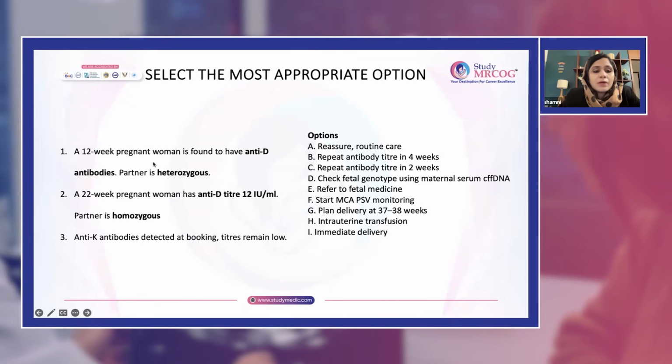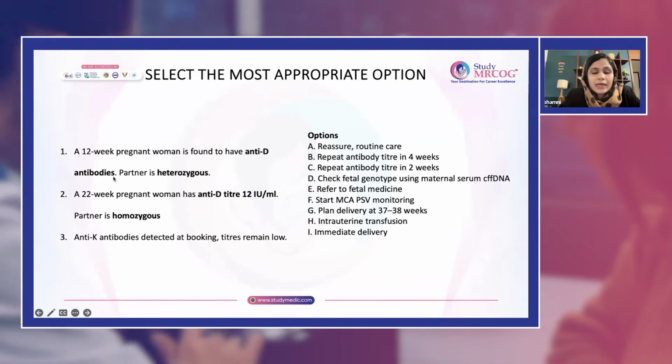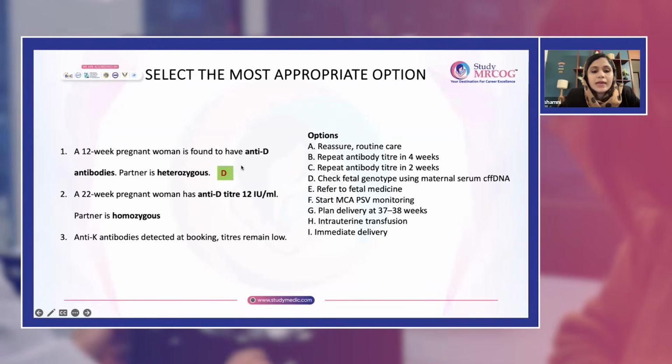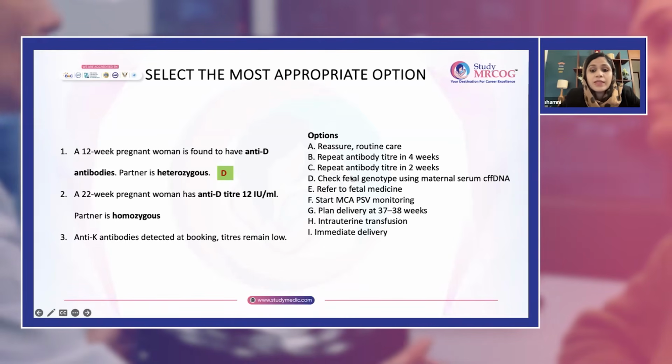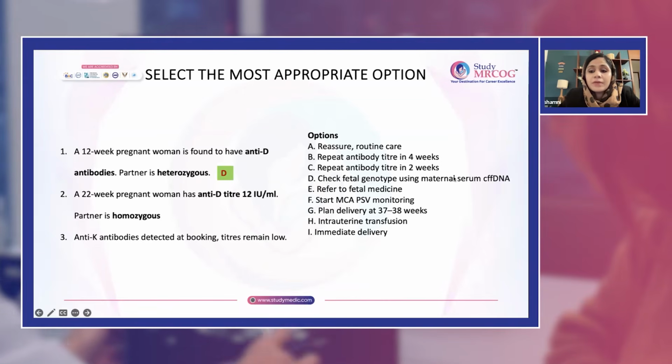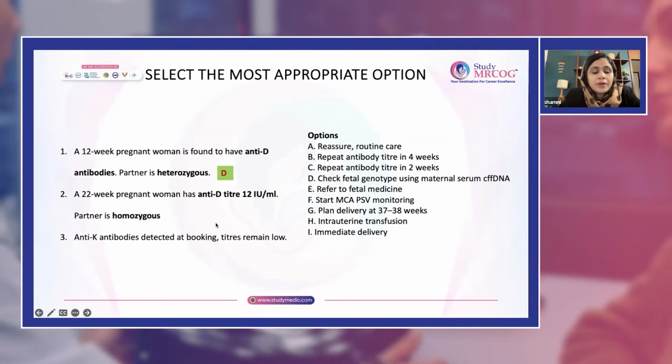EMQ. A 12-week pregnant patient is found to have anti-D antibodies and the partner is heterozygous. So what do you have to do? Partner is heterozygous, so we have to find out whether the baby is Rh positive or not. So you have to do cell-free fetal DNA.